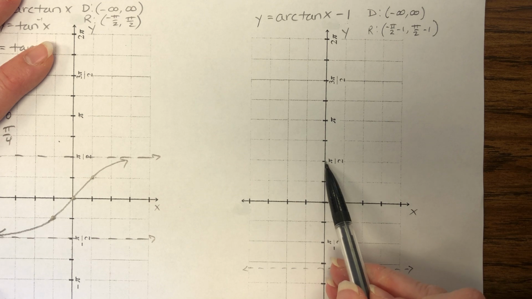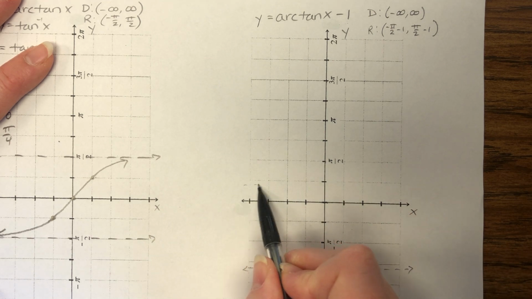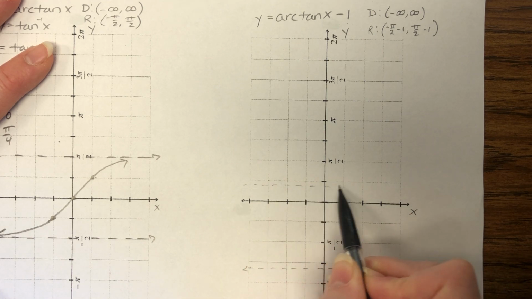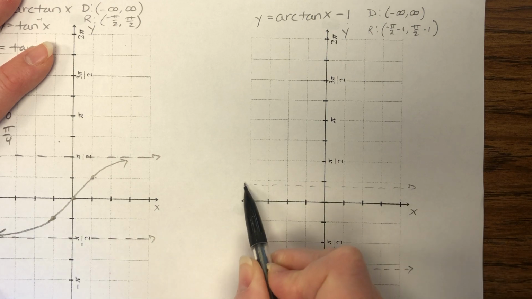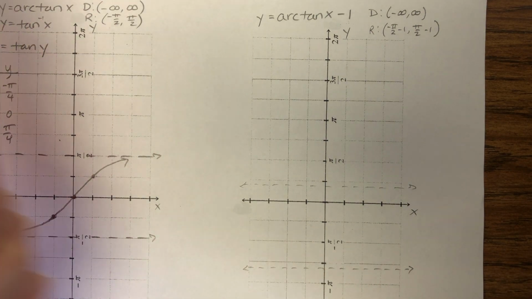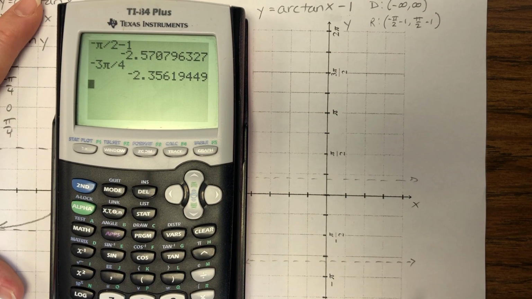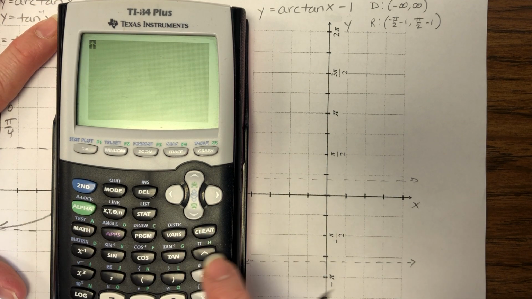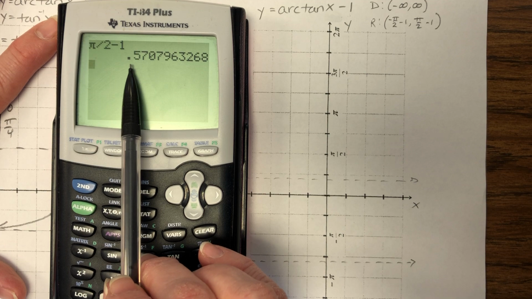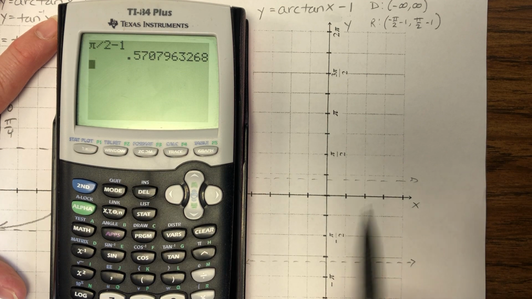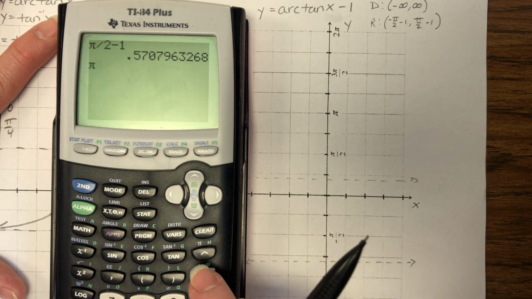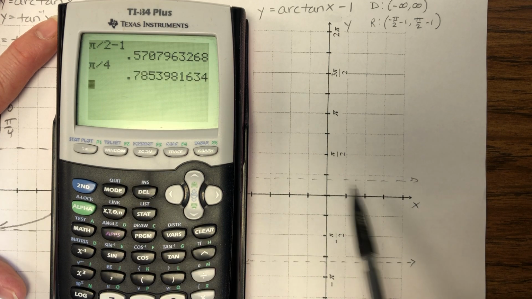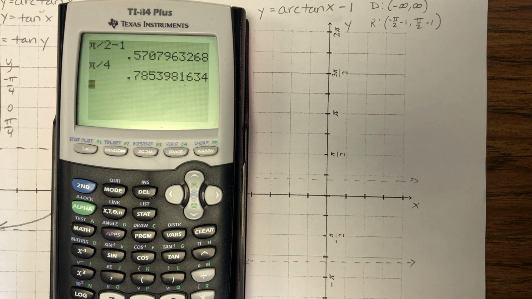so the same is going to happen up here. And you can certainly do the math for this, and I'll show you in a second. But if we check, if I take pi halves minus 1, it's going to be about 0.57. Pi fourths is about 0.78, so it's a little bit less than that, okay?